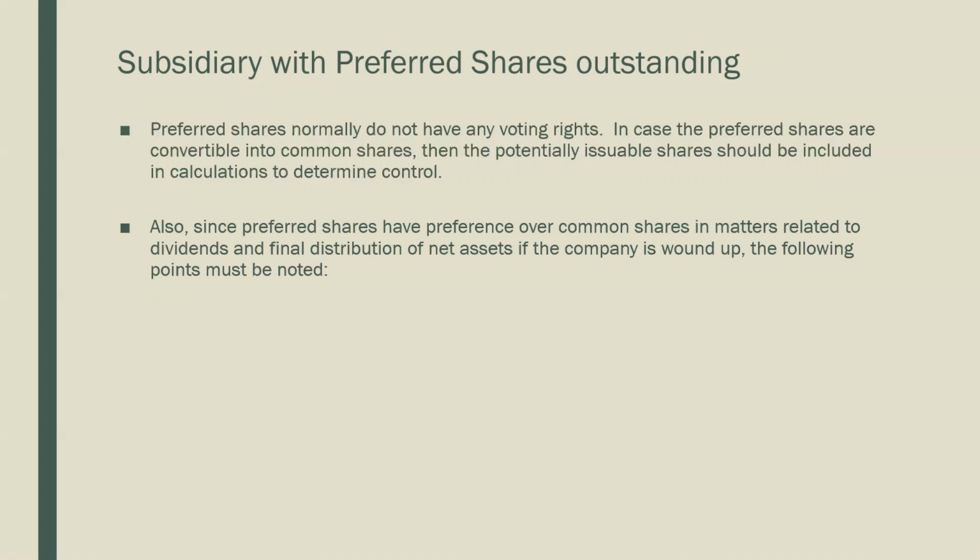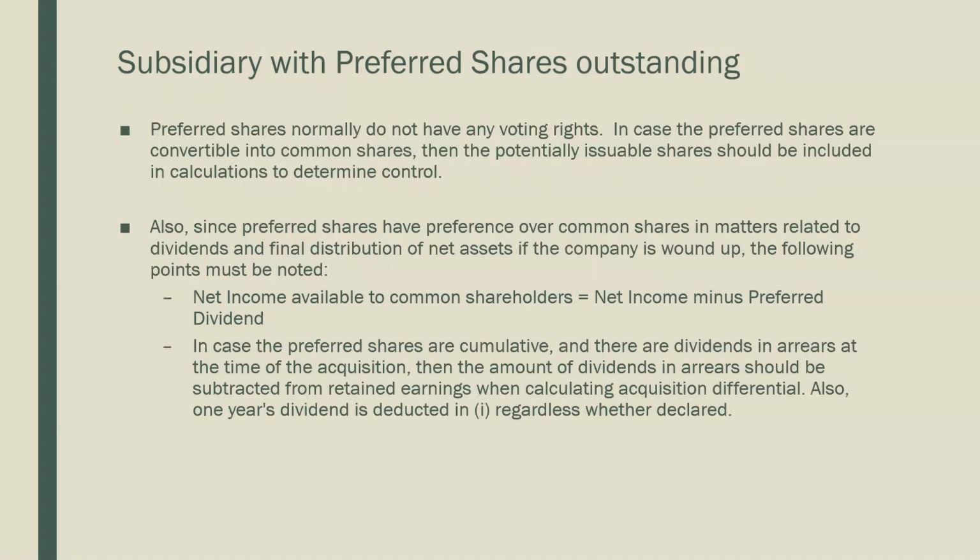So we have to keep the following points in mind. The net income available to common shareholders is net income minus the preferred dividends. If the preferred shares are cumulative and there are dividends in arrears at the time of acquisition, the amounts of the dividends in arrears must be deducted from retained earnings when calculating the acquisition differential. And a single year's dividend is subtracted regardless whether it is declared or not.